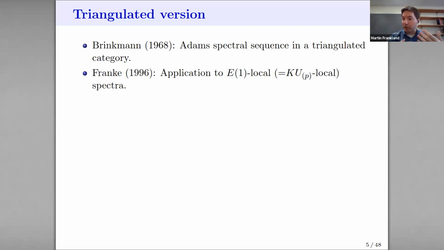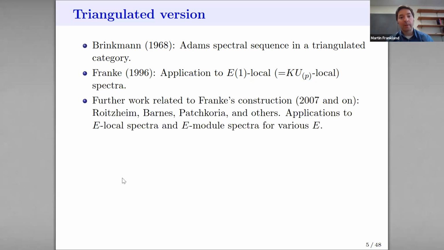And then Franke tried to generalize that to other triangulated categories where there's an Adams spectral sequence with similar behavior, where you can then try to compare your triangulated category to some kind of derived category of comodules or some kind of algebraic model. And then Franke's construction was further refined and extended by Patchkoria, Barnes, and various authors to study various localizations of the stable homotopy category or modules over various ring spectra.